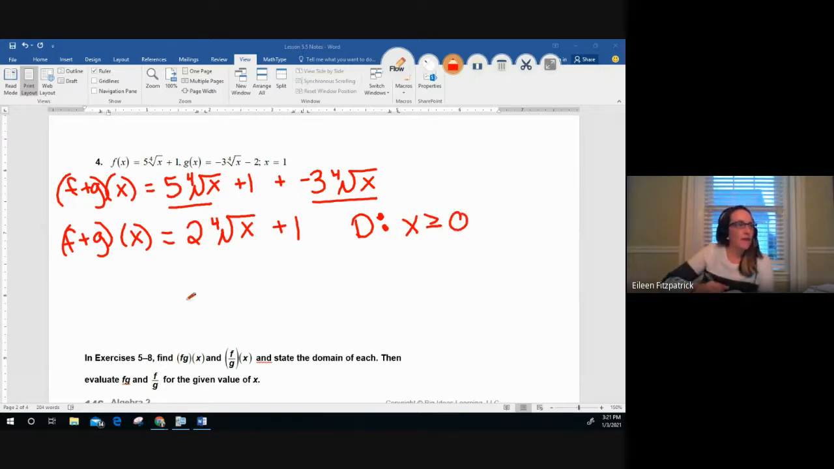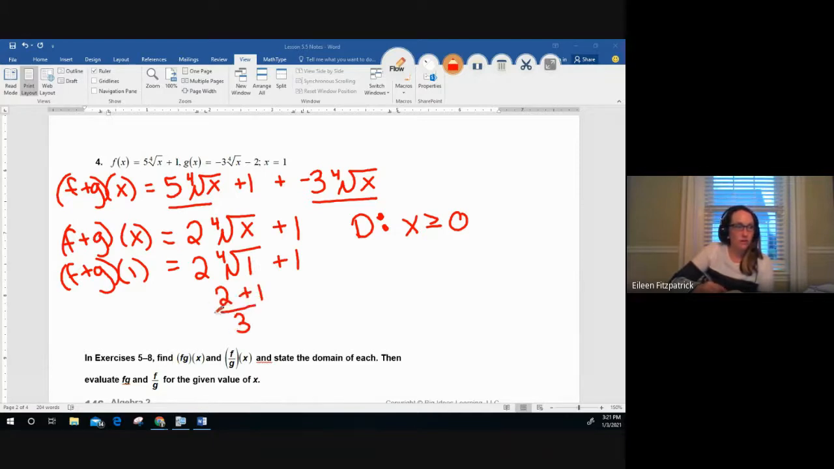All right. And then we still have to evaluate f plus g of 1. So I have 2 times the 4th root of 1 plus 1. The 4th root of 1 is just 1. 1 times 2 is 2. And then 2 plus 1 is a 3. Wait, why did I not get that same answer before? Did I make a copy error? No, that's plus plus.